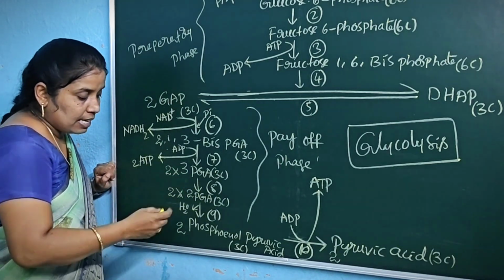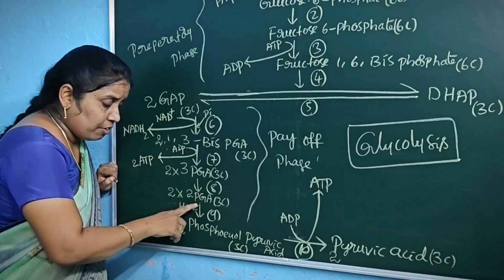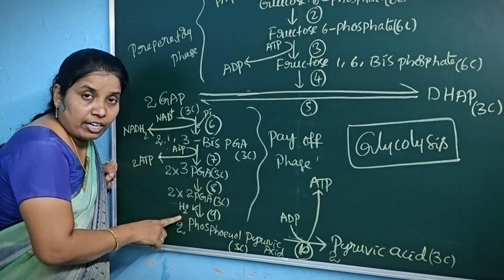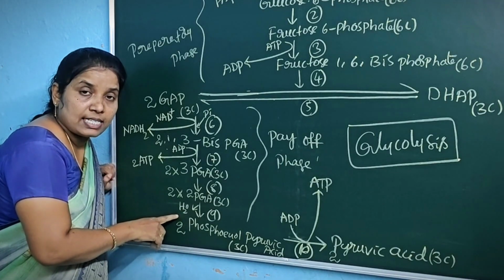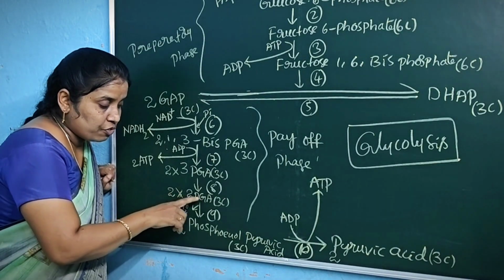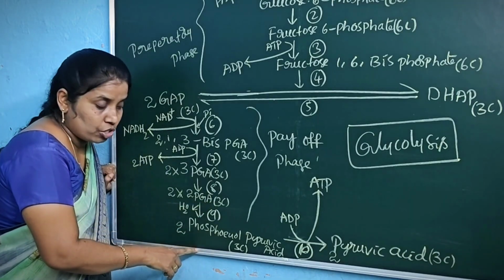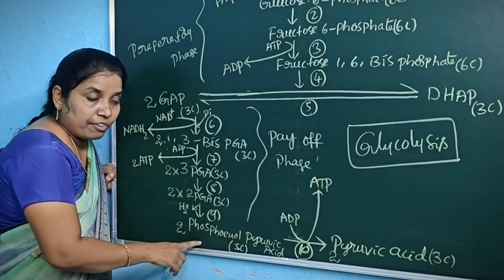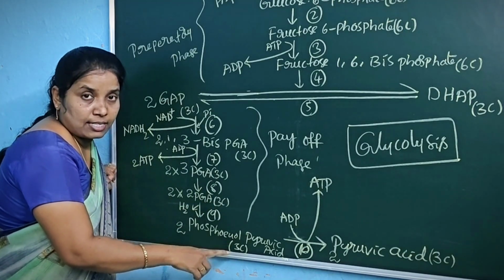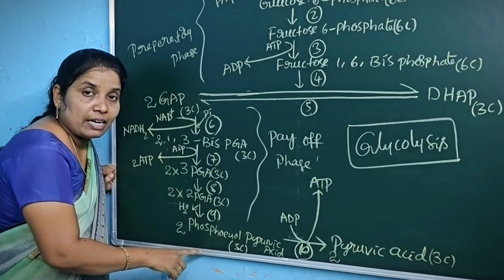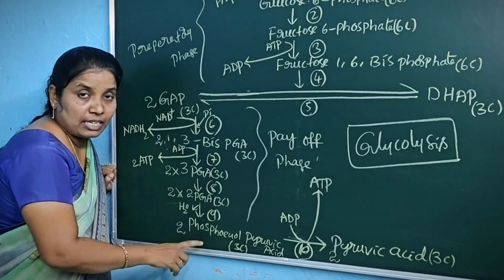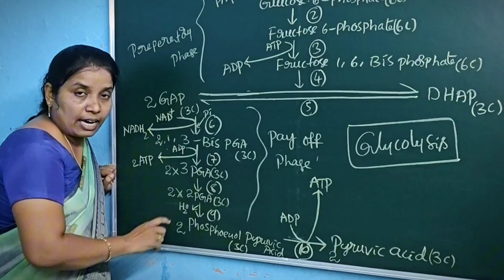Okay, so let's see the 9th step. Here one water molecule is given out. So this step is called the dehydration step. 2-phosphoglyceric acid converts into 2 molecules of phosphoenol pyruvic acid in presence of an enzyme enolase. That is the 9th step.